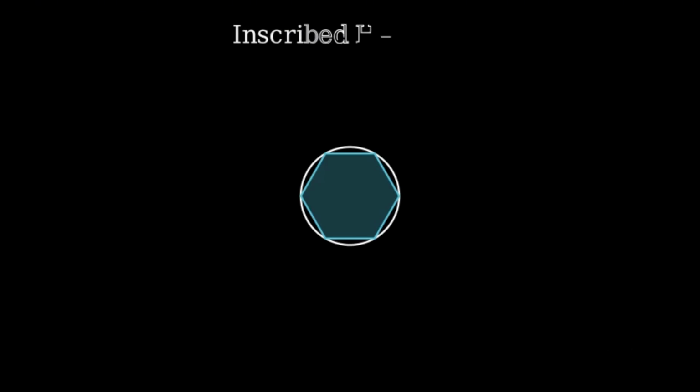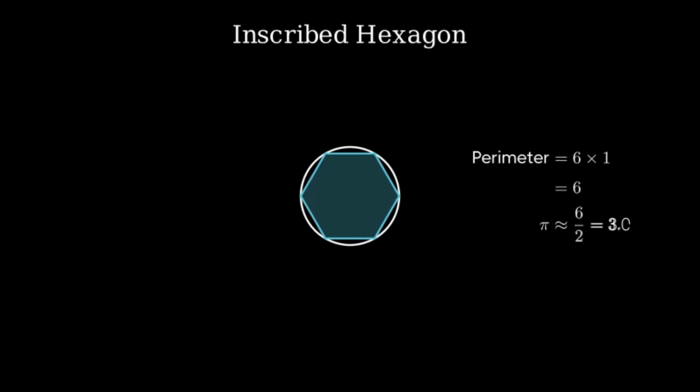Let's start with a hexagon inside our unit circle, where the radius equals 1. For a unit circle, each side of this hexagon equals exactly 1 unit. With 6 equal sides, the perimeter equals 6. Since the circumference of a circle equals 2 pi times radius, we can deduce that pi approximately equals the perimeter divided by 2, giving us 3.0 as our first rough estimate.